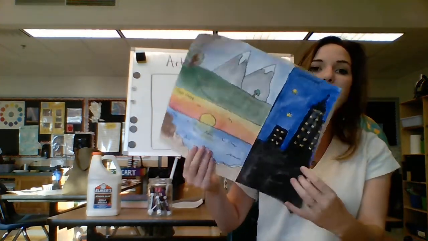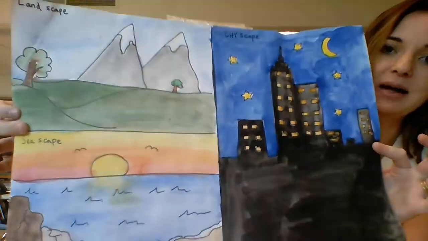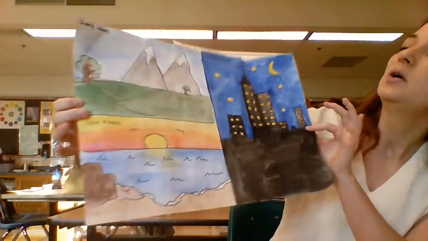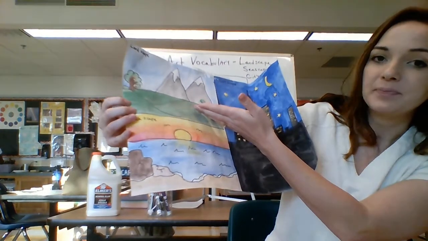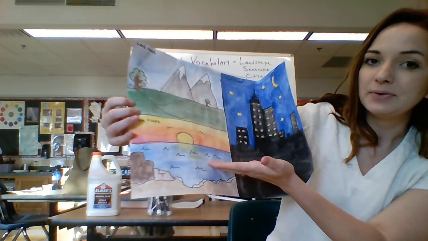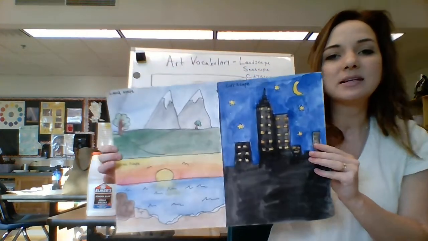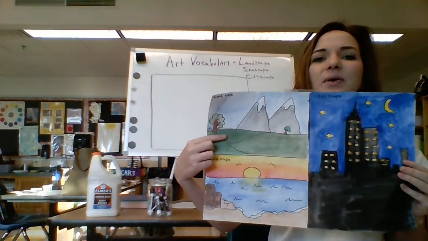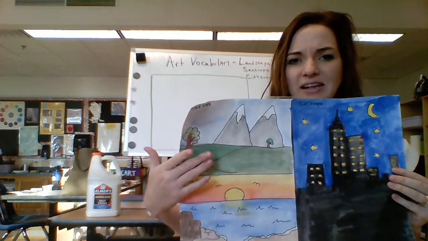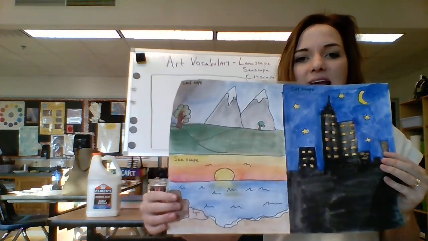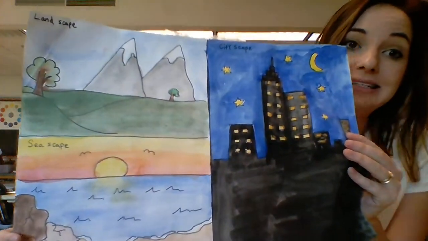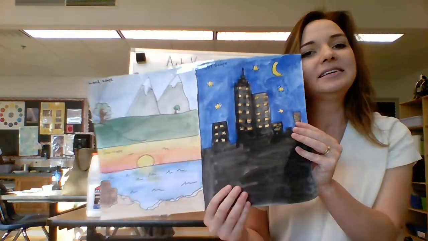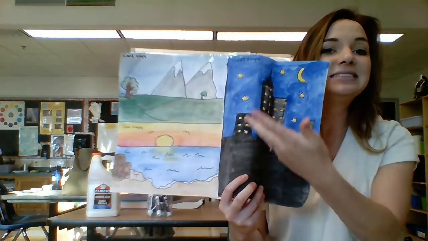So I'm going to help you make this fabulous work of art today, all right? We're going to make a landscape, a seascape, and a cityscape. So I'm sure some of you are already connecting in your brains. You're like, oh, that makes sense. So I knew a landscape was a picture of land, all right? A seascape looks like a picture of the ocean. Yes, you'd be correct. And the cityscape is a picture of a city.